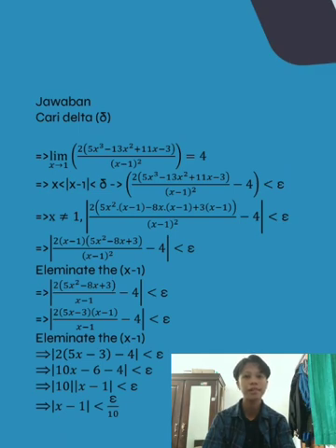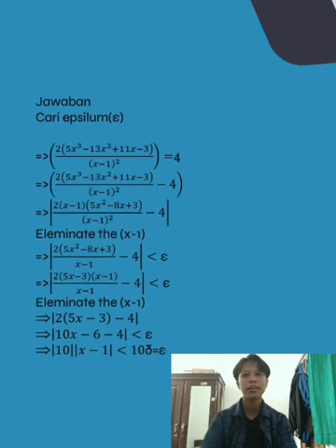Break it down again and it becomes 10 times (x minus 1), so |x minus 1| is less than epsilon over 10. Then we find the epsilon, same as before, from 10 times |x minus 1|: changing the epsilon, it becomes 10 delta equals epsilon. So 10 times |x minus 1| is less than 10 delta, which equals epsilon.